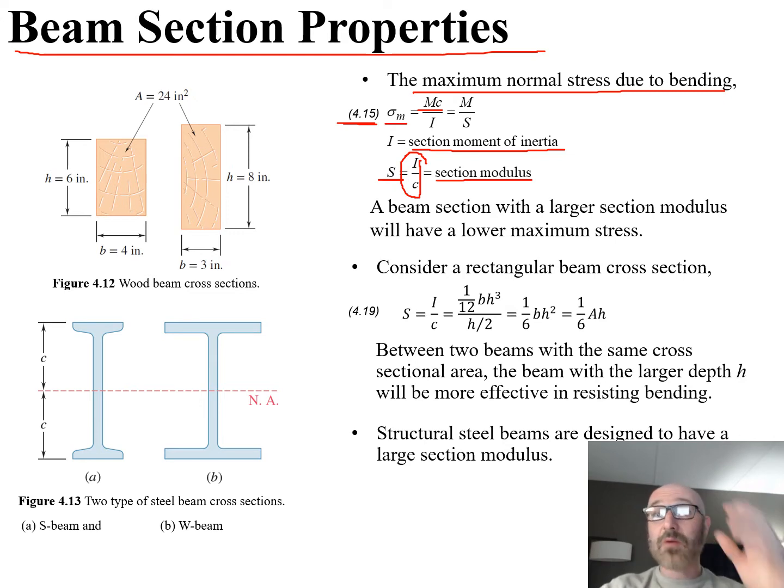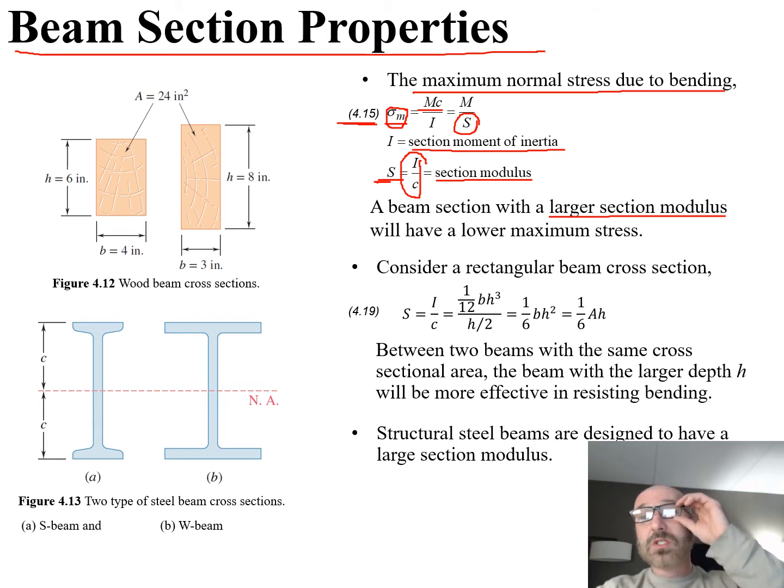Now, if we take a look at that relationship in 4.15, it shows us that for a beam section with a larger section modulus, our S value, if S is bigger in the denominator, what is that going to do to our value for sigma sub m? Well, that's going to make our sigma sub m lower. So if we increase the value of S, it's going to decrease the value of sigma sub m, so they're inversely proportional.